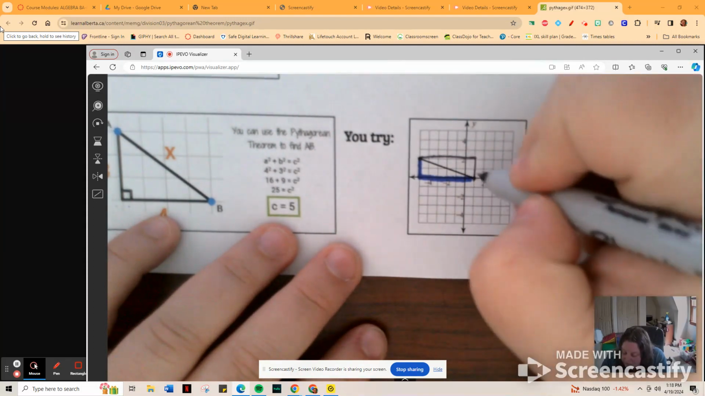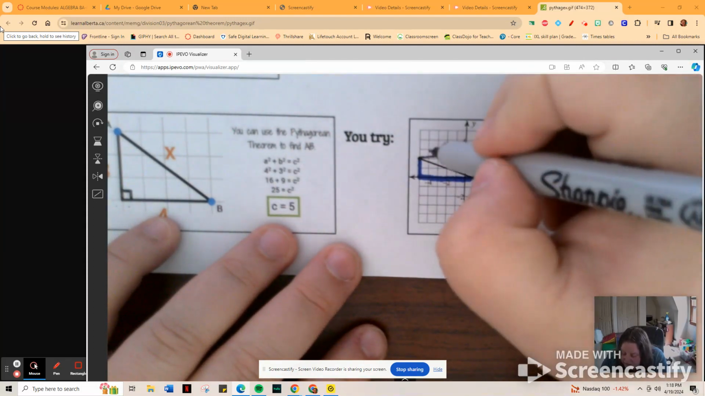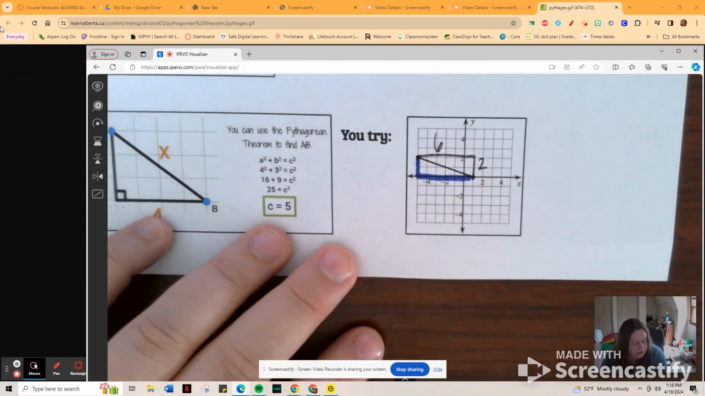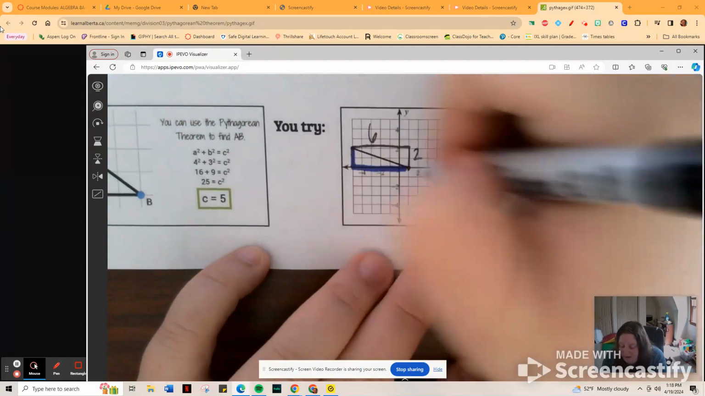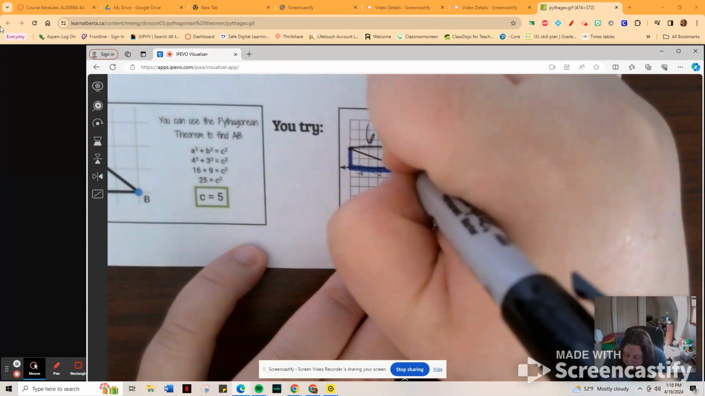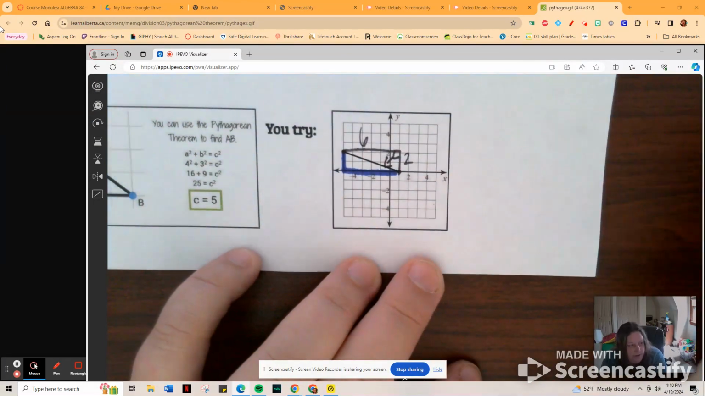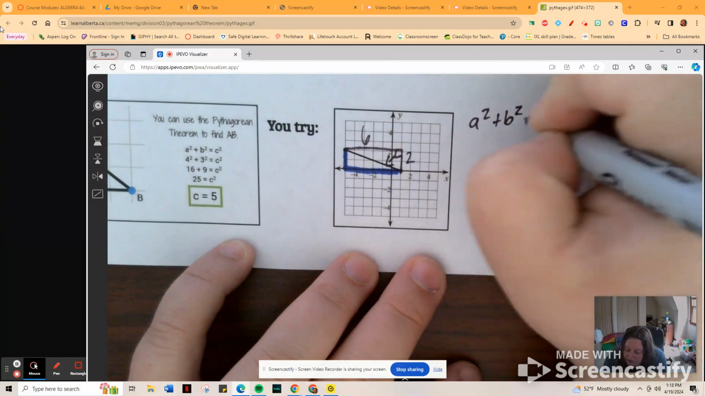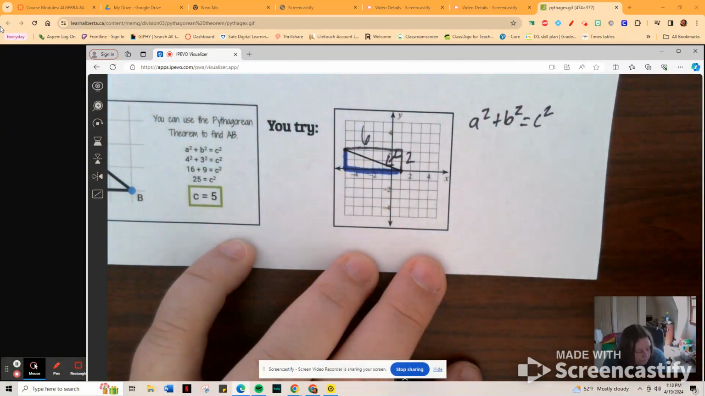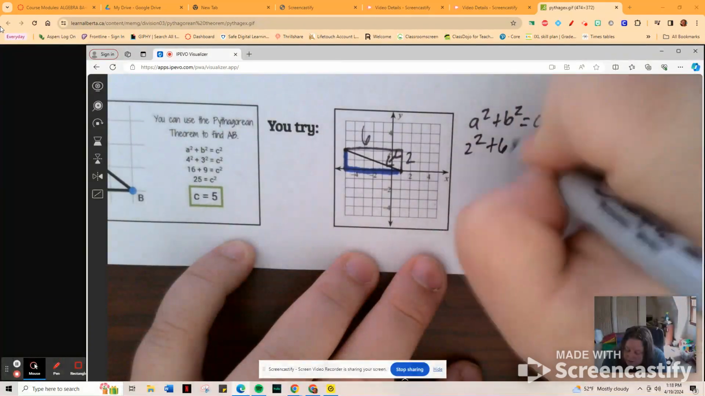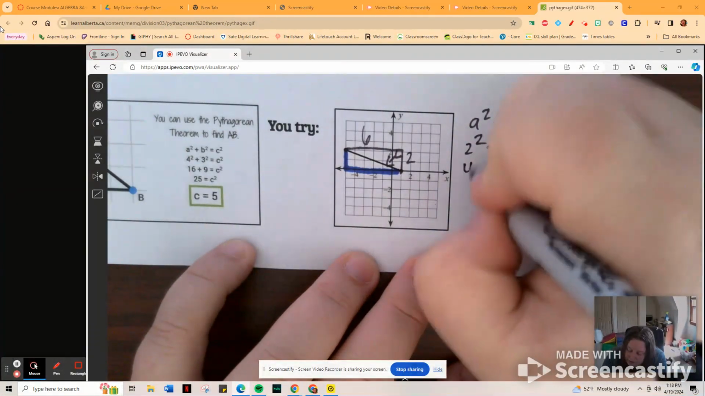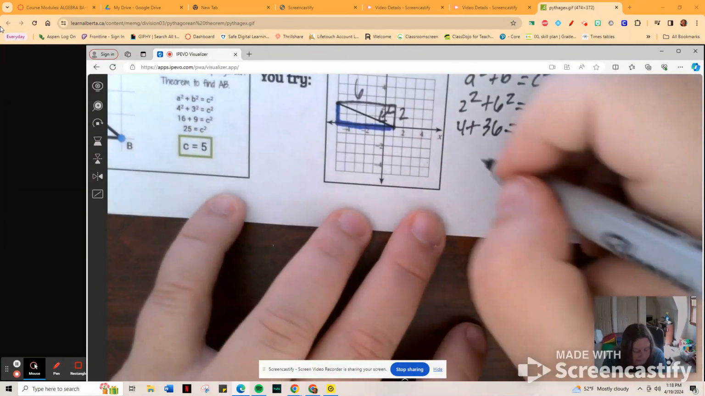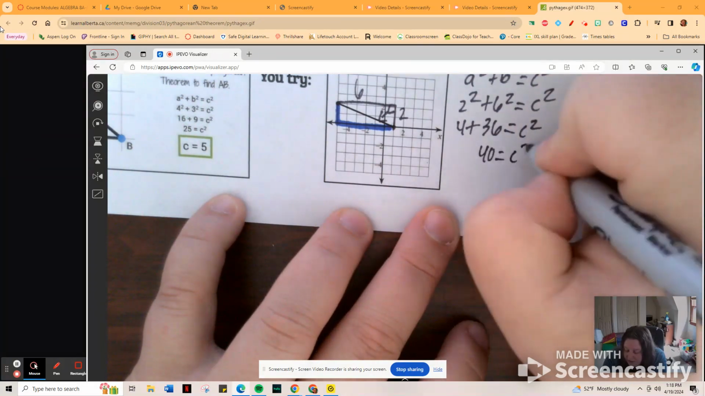So this I can count units. This side of my triangle is 2 units, and this side is 1, 2, 3, 4, 5, 6 units. So now I can use that to help me find that diagonal, which is my hypotenuse. If I draw in my little right angle, I use that trick. So a squared plus b squared equals c squared. So 2 squared plus 6 squared equals c squared. 4 plus 36 equals c squared. So 40 equals c squared.